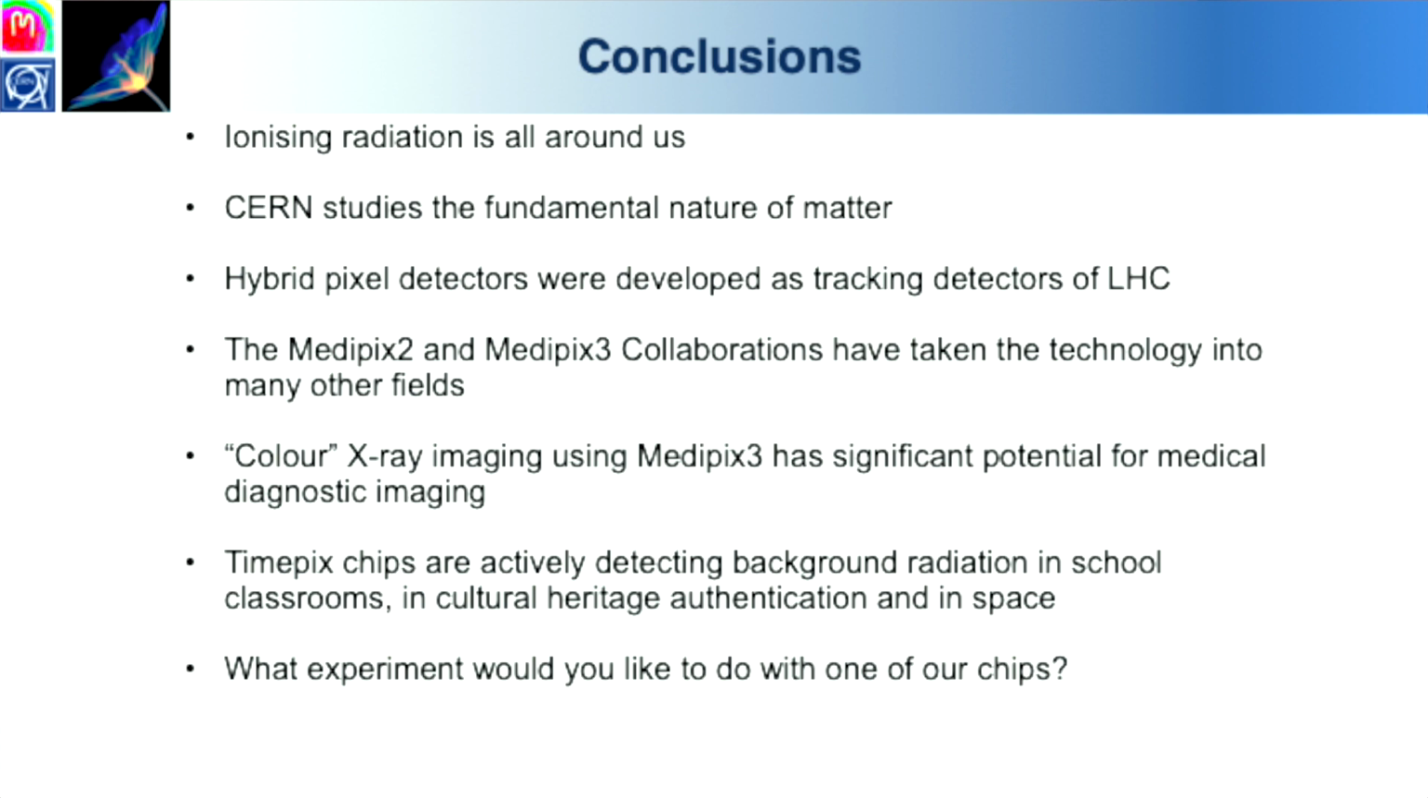So just to conclude, ionizing radiation is all around us. We've seen it. We can detect it with our own detector. CERN itself studies the fundamental nature of matter. So the Higgs boson was discovered here a few years ago. Hybrid pixel detectors were developed for the purposes of making sense of the detector at LHC. In the Medipix 2 and Medipix 3 collaborations, we've taken the technology into other fields, and I've given you a couple of examples here. So color X-ray imaging has significant potential for medical diagnostic imaging, and we've seen that Timepix chips have been detecting background radiation in school classrooms and in cultural heritage authentication and in space.